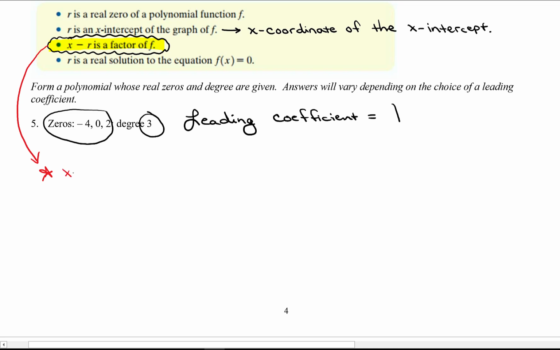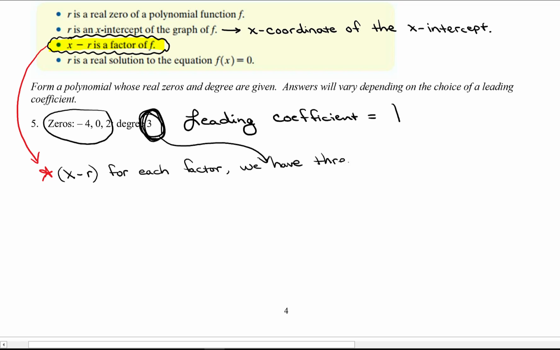What else? Well, if I'm going to write things as x minus r for my factors, I'm going to have to substitute those zeros in for that r part, right? So I'm going to need an x minus r for each factor inside this polynomial function. And because it's a degree 3, I'm going to need 3 factors. That's what the degree 3 means: we have 3 factors within that polynomial function.